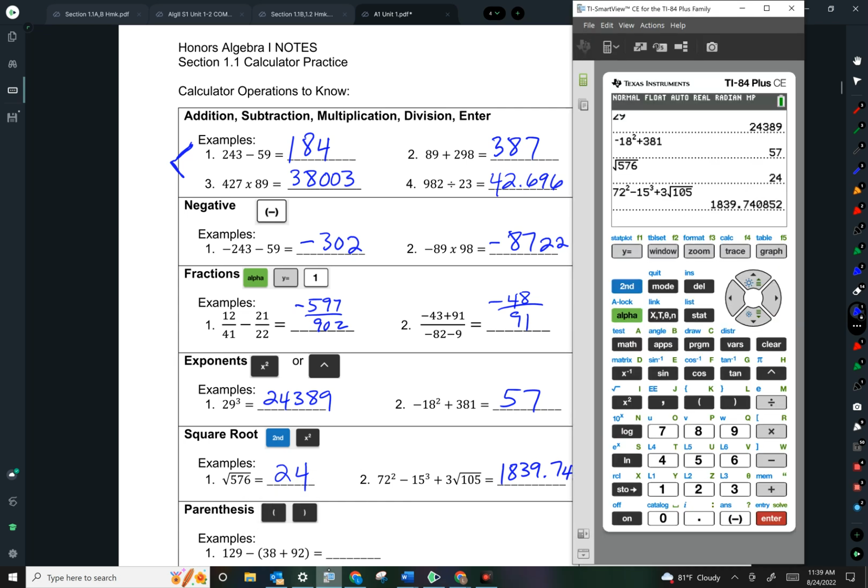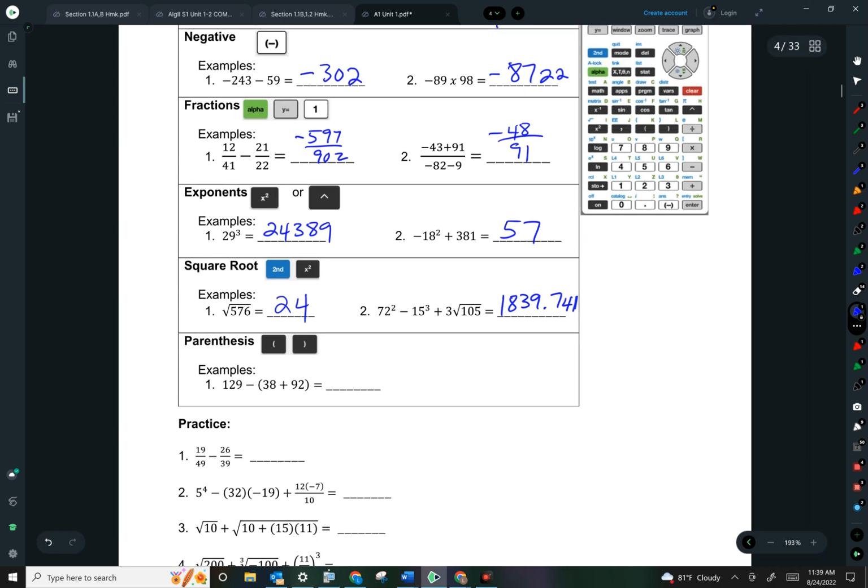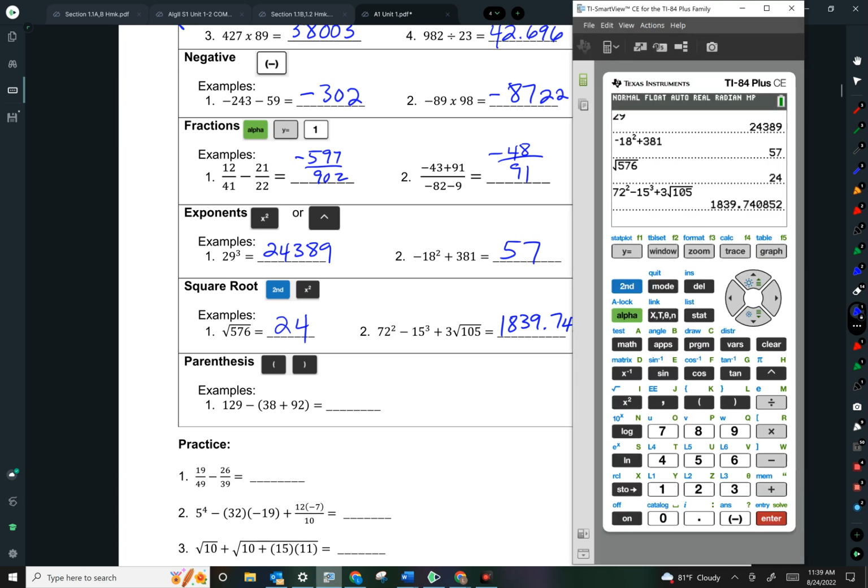Okay, and then our last example. With parentheses, you can see the parentheses are right there above the 8 and 9, and you just type them in wherever you see them in the problem. So in this case, I want 129 minus, and then parenthesis 38 plus 92, close parenthesis, and I'm going to get negative 1.